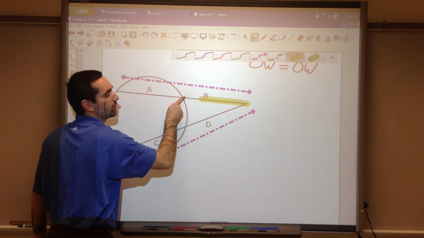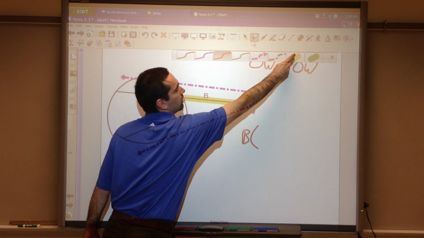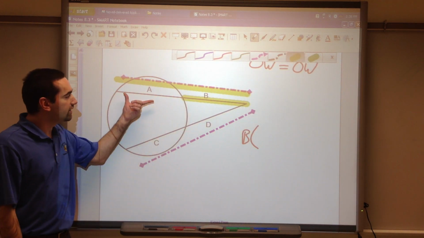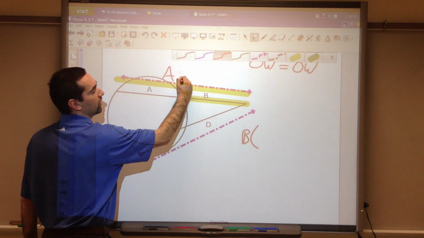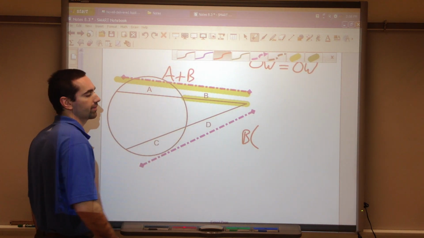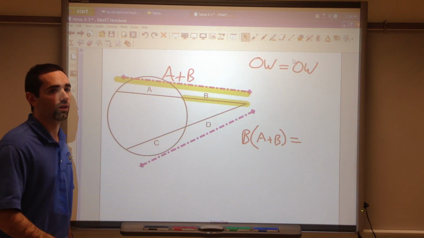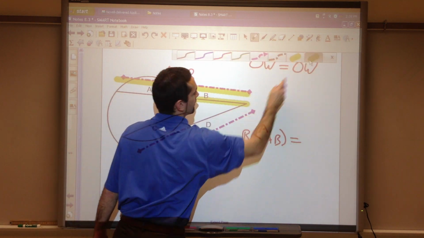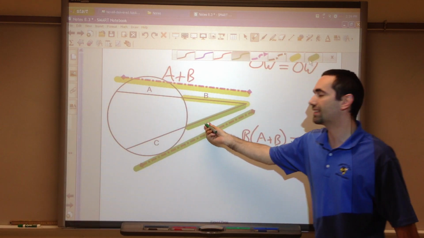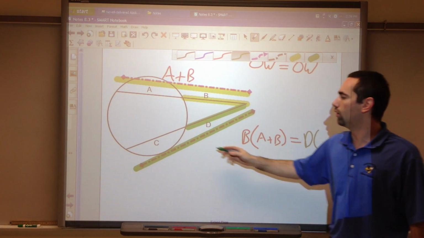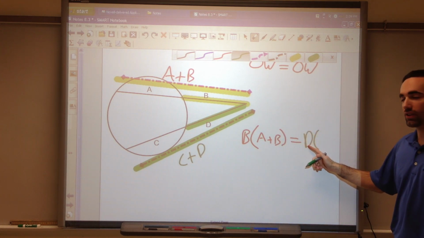Our outside is B. Okay, that's easy. B times the whole is this section plus this section, which is A plus B. So B times A plus B equals outside whole of the other secant. So the outside is D. The whole, you add them, C plus D. So outside times the whole.